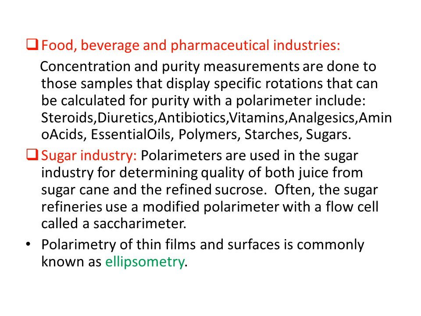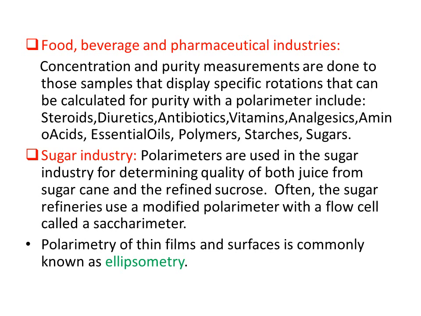In the food, beverage and pharmaceutical industries, polarimetry is used for concentration and purity measurements on those samples that have specific rotations that can be calculated for purity with a polarimeter. And examples of those are steroids, diuretics, antibiotics, vitamins, analgesics, amino acids, essential oils, polymers, starches, and sugars.